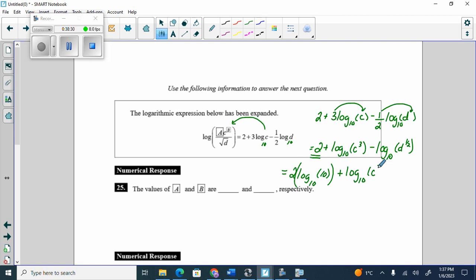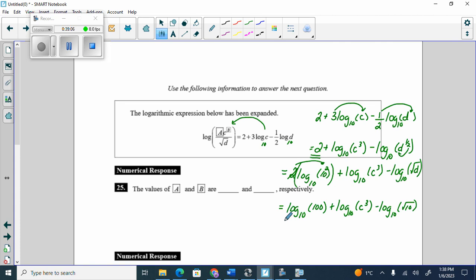And these just did the same: c cubed minus log base 10 of d to the half. D to the half is the same thing as square root of d. Remember we went over this in grade 10. This drops in front and becomes the index of the square root symbol. Now this 2 can join the 10. So we actually get log base 10 of 10 squared, which is 100, plus log base 10 of c cubed, minus log base 10 of square root d.